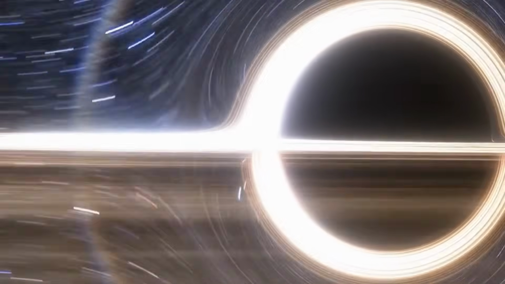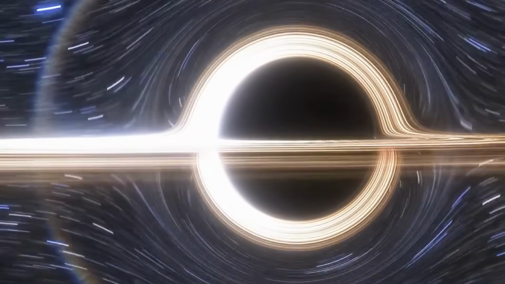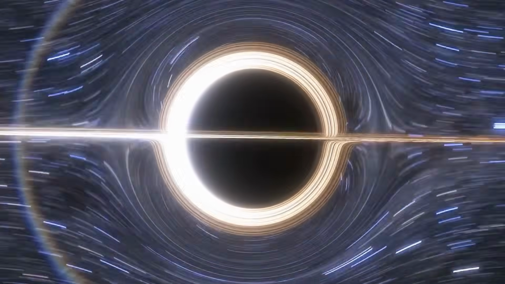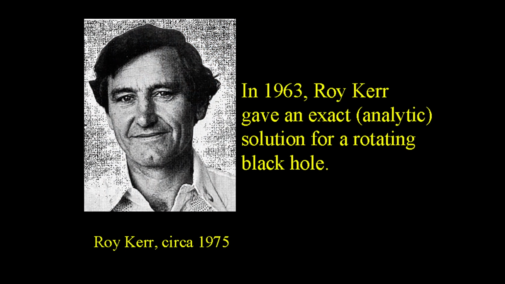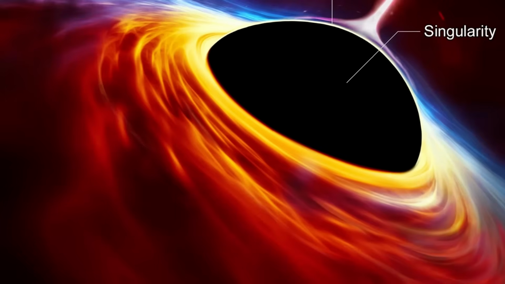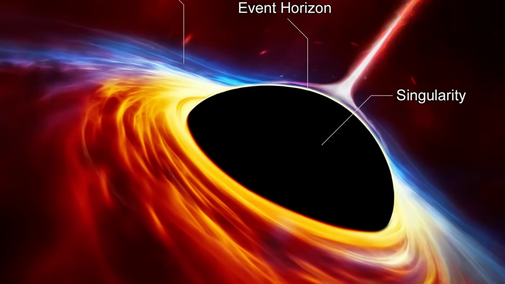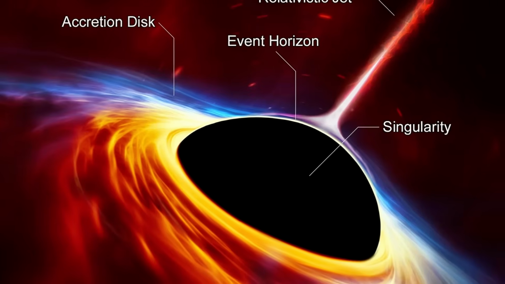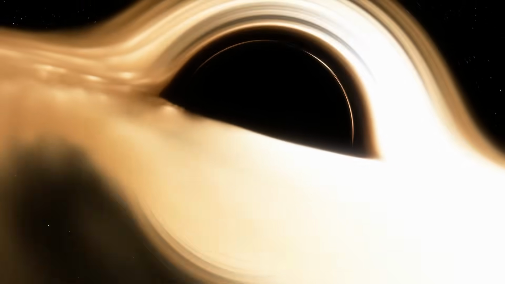However, the universe's possible rotation, suggested by galactic spin patterns, points to a different model, the Kerr black hole. Named after physicist Roy Kerr, this solution describes a rotating black hole. Its spin alters the space-time structure, creating a more complex environment inside the event horizon. In a Kerr black hole, the singularity forms a ring, not a point, due to the rotational motion.